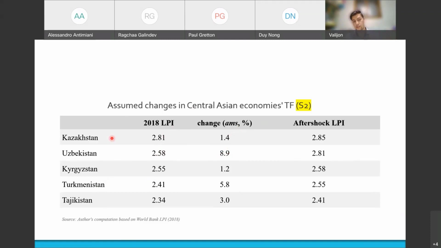And for Kazakhstan, for the sake of realism, I took Iran, and Kazakhstan also leveled up its logistic performance index to the Iran level, because Iran and Kazakhstan are located in almost the same region, and they also belong to the same income group. So this was the AMS that I also shocked to each country, and then got the result.